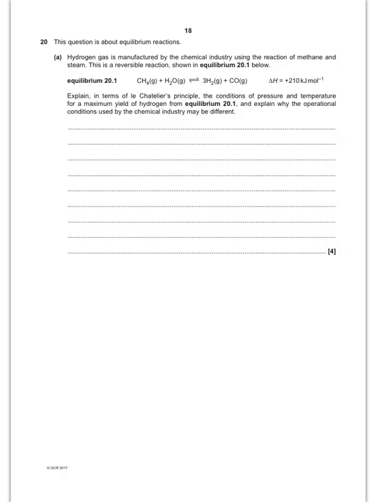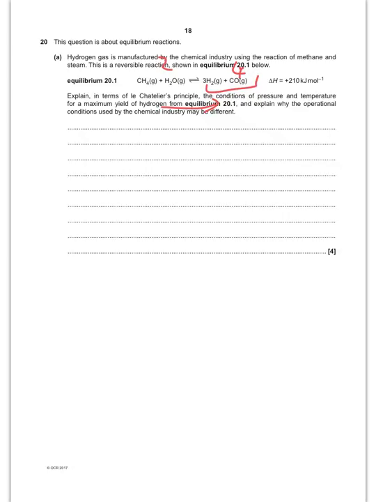Right, okay, so nice equilibrium question now. So explain in terms of Le Chatelier's principle the conditions of pressure and temperature for a maximum yield, and explain why operationally it may be different. Okay, so first of all, let's have a look at pressure. So I have got 4 moles of gas on that side, but only 2 moles of gas on that side. So I want to use a low pressure to drive the equilibrium to the right hand side.